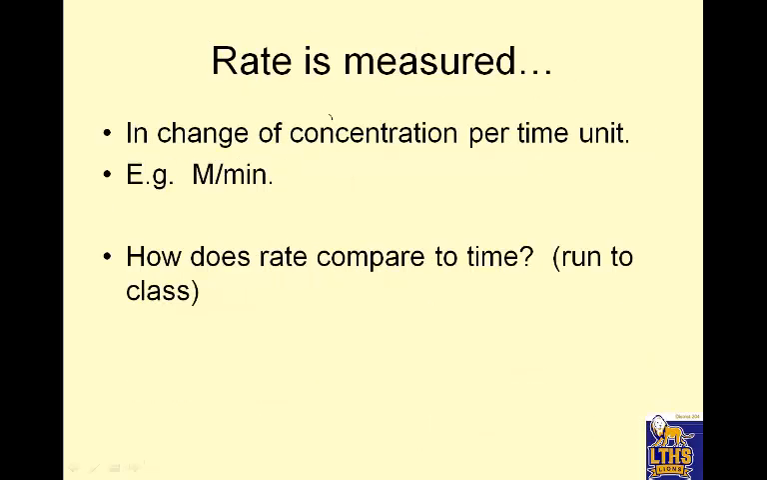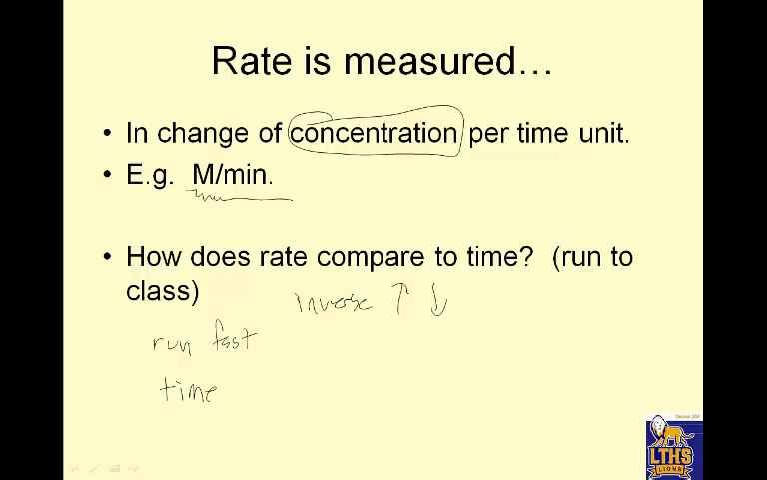Rate is measured in change of concentration per unit time, typically molarity per minute. So how does rate compare to time? Okay, so rate and time are inverse relationships. So as one goes up, the other one goes down. So run to class. If I run fast, my time is low. Oops, not slow, low. Time is low. If it takes a long time, then I'm moving slowly. Okay, so they're opposites.